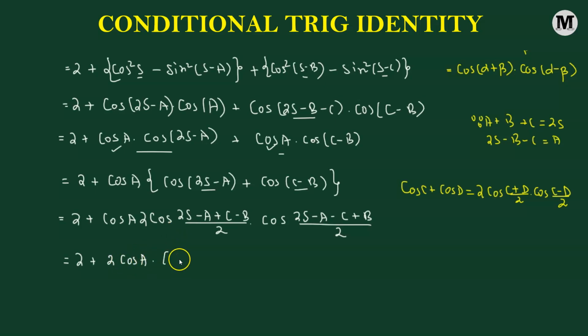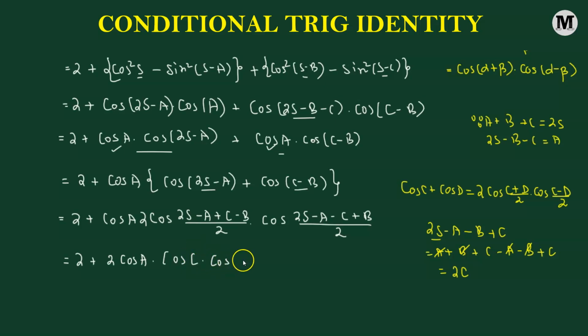So let's work with the angle 2s minus a plus c minus b. Fine. So 2s minus a minus b plus c. Now what is 2s? 2s, that's a plus b plus c. And then we have negative a minus b plus c. So a and a get cancelled out, b and b get cancelled out, so we are left with 2c. So what we have here is 2c divided by 2. That's going to give us simply c.